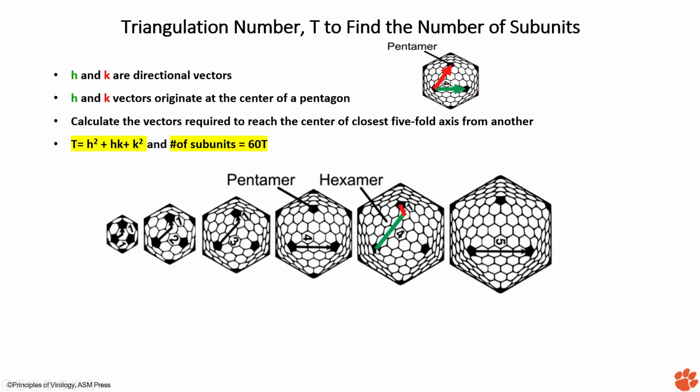So what I'm trying to do is start from the middle of this pentamer, and I'm crossing how many of these structures? You can see 1, 2, 3, 4 up to this. Then I'm changing the direction into the K direction, and I'm going just 1. So that gives you the triangulation number.